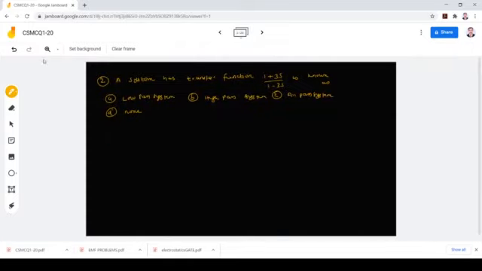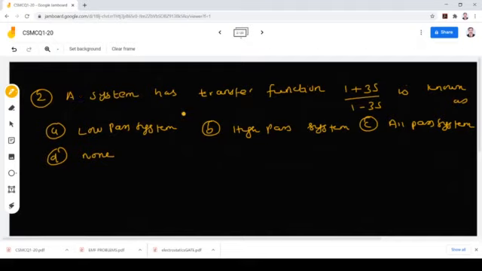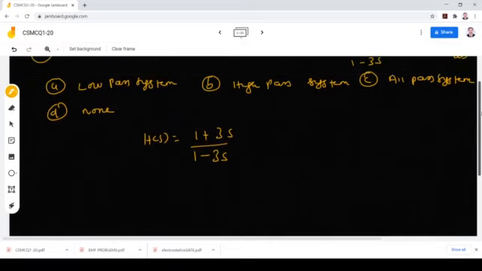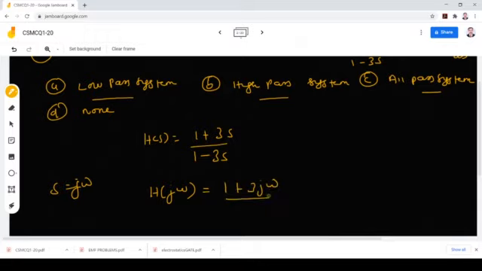Okay, so the next question: a system with a transfer function H of s, let us assume, is (1 plus 3s) divided by (1 minus 3s). What type of system is it? They are giving options like low pass, high pass and all pass. These are all talking about frequency, so I convert into frequency by substituting s equal to j omega. Then only I can find how it responds to frequency. So (1 plus 3j omega) divided by (1 minus 3j omega).